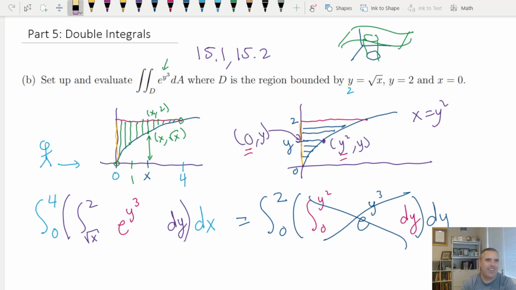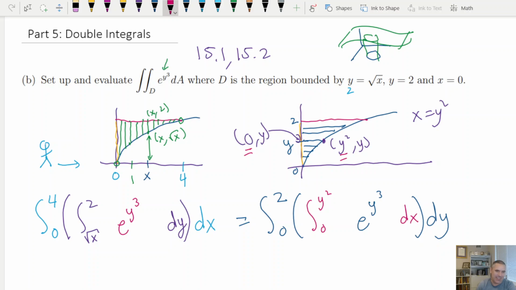I erased the one that we can do. So people are yelling at me. This should be dx. So this is the one we can't do because I don't know how to integrate with respect to y. I do know how to integrate this with respect to x because this is just like a constant.